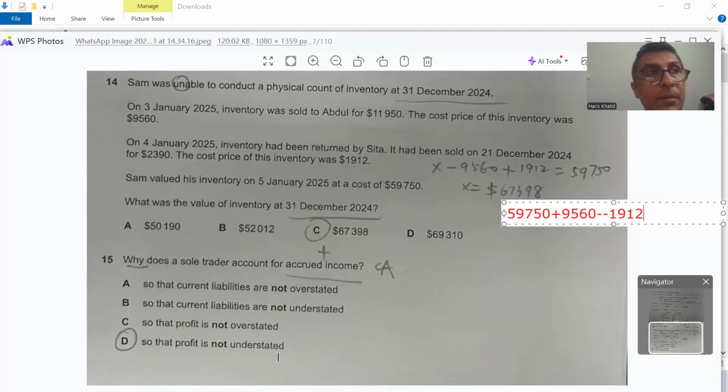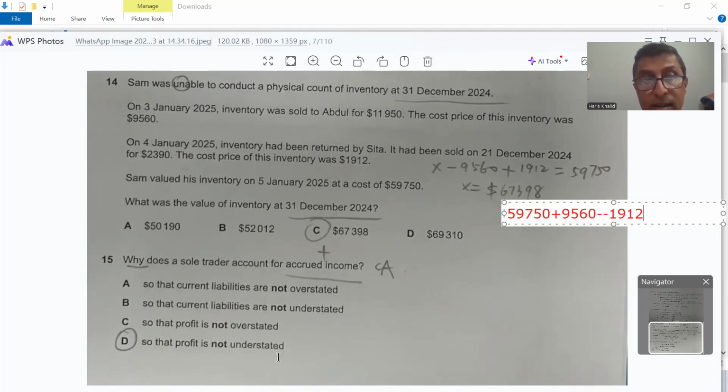So the entry for accrued income is accrued income debit, and income is going to be credit, right? So if you do not record income under the accrual concept, because when income is earned we record that income, either it is received or not, your profit is going to be understated.